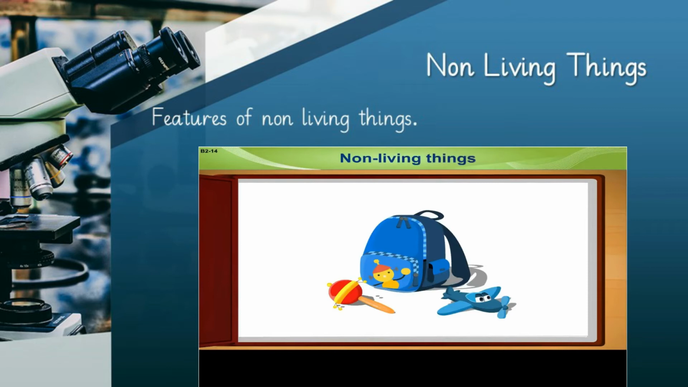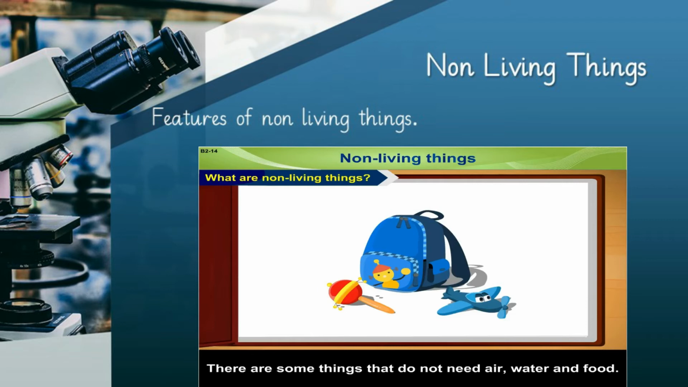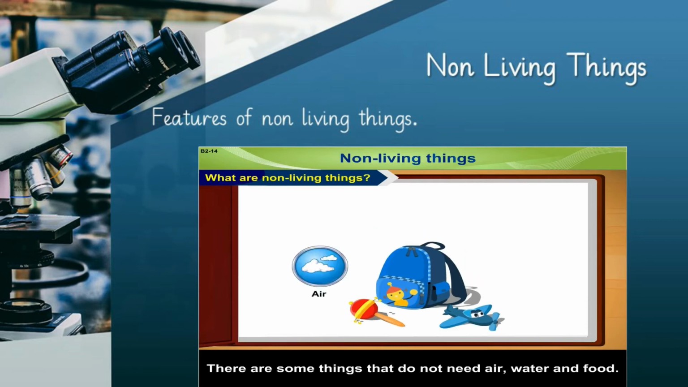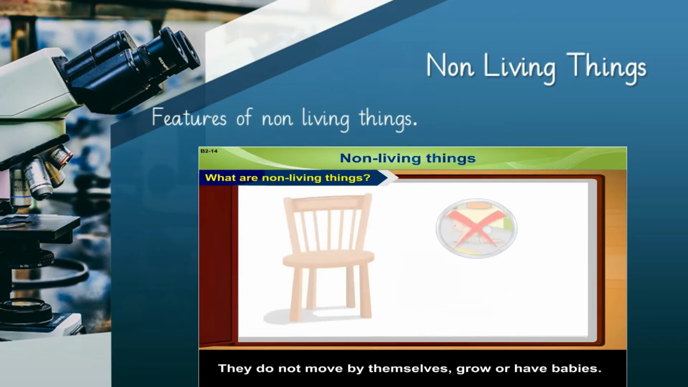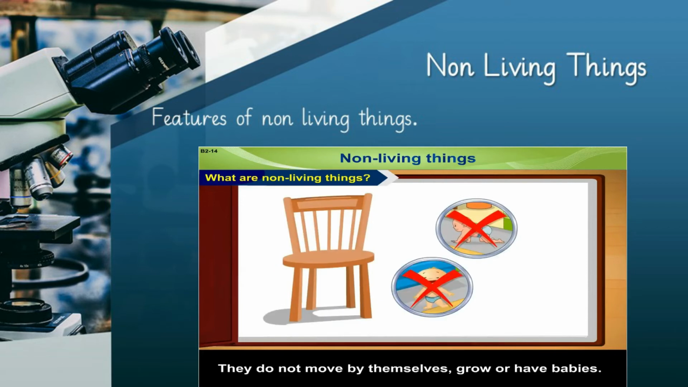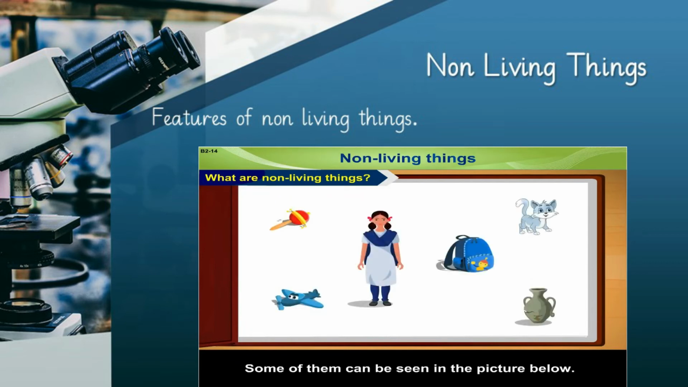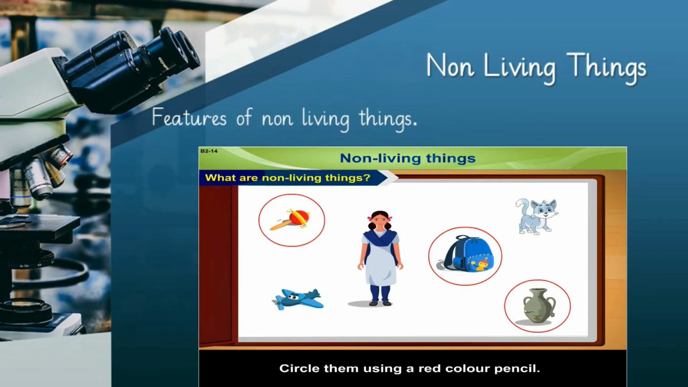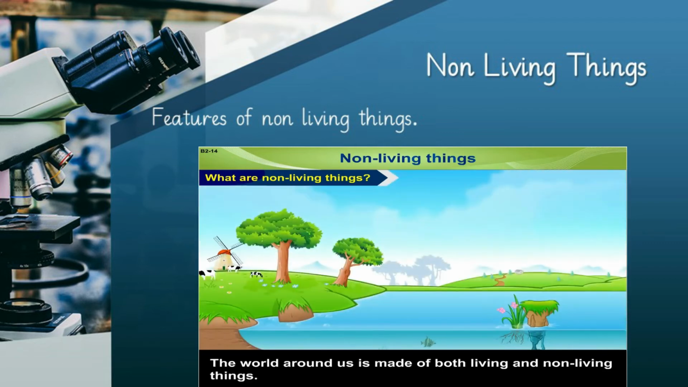Non-living things. What are non-living things? There are some things that do not need air, water, and food. They do not move by themselves, grow, or have babies. Some of them can be seen in the picture below. Circle them using a red color pencil. These things are called non-living things. The world around us is made up of both living and non-living things.